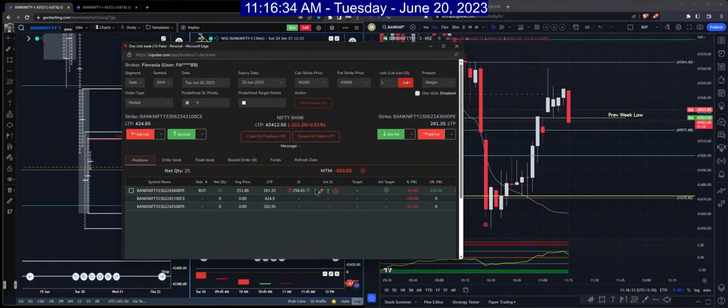Okay, 58. This is the LTP and I'm looking for continuation. The seller should come in now, but there is a buyer here. Okay, the POC is still higher, 59, 60. Yes, we are seeing continuation lower.